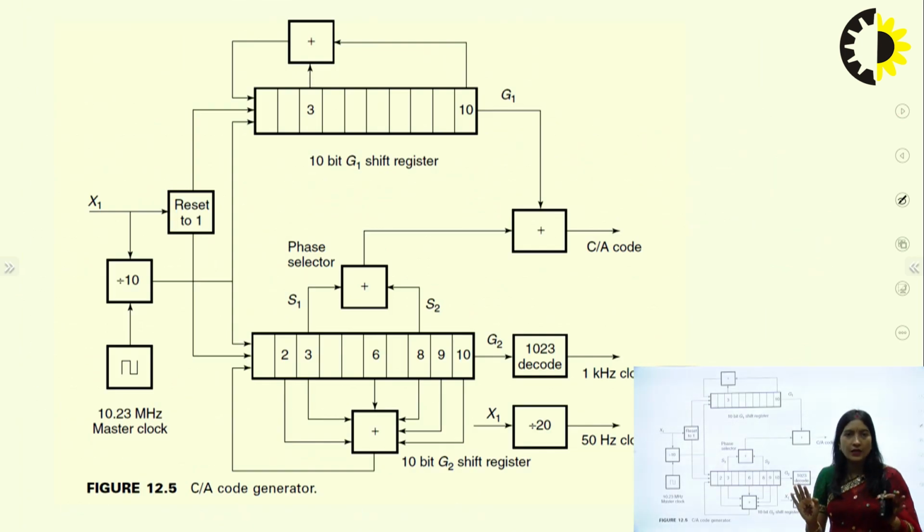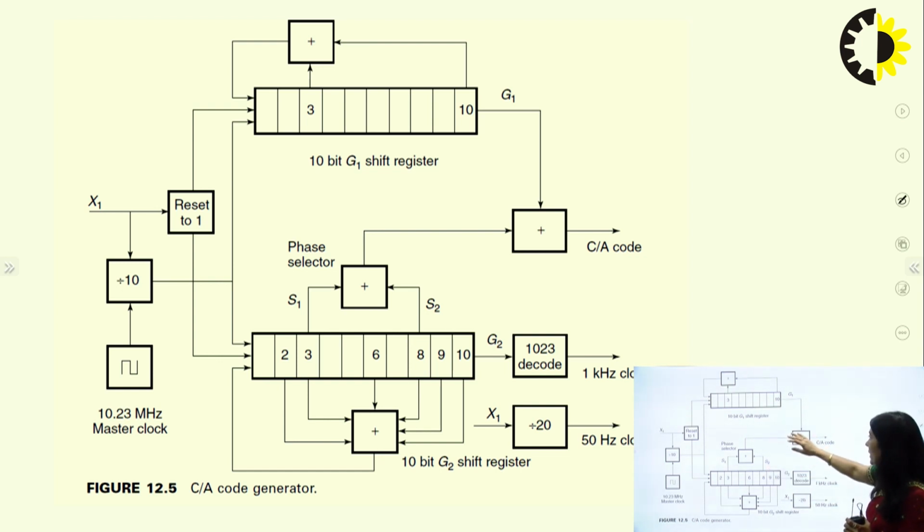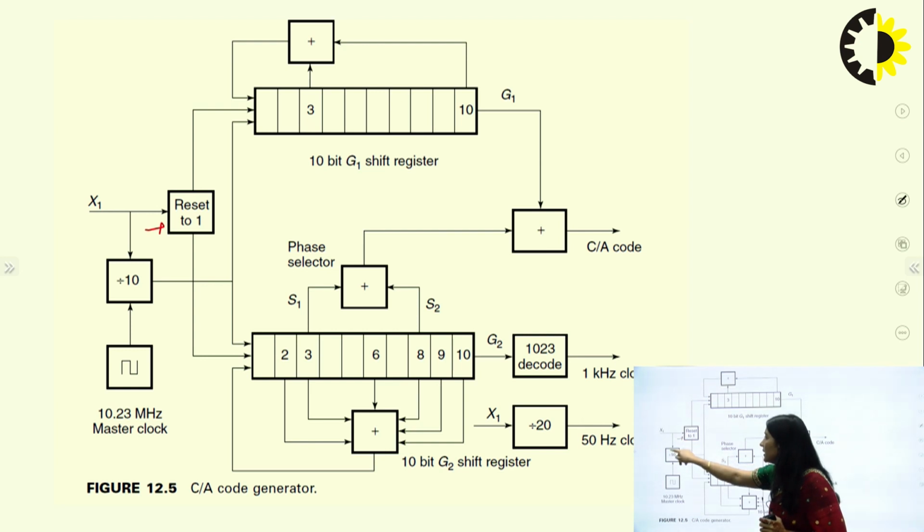There is nothing much in the C/A code. Very simply, what we have is a combination of shift registers. So here you can see that in the C/A code we have a 10-bit shift register G1 and a 10-bit shift register G2, okay. So the output will be the C/A code and clock. We are also receiving two different clocks. So here we have the X1 signal which we are resetting to 1.